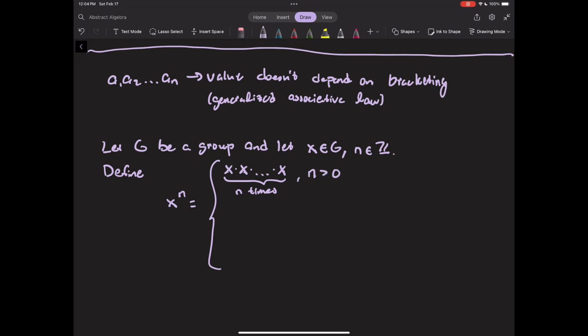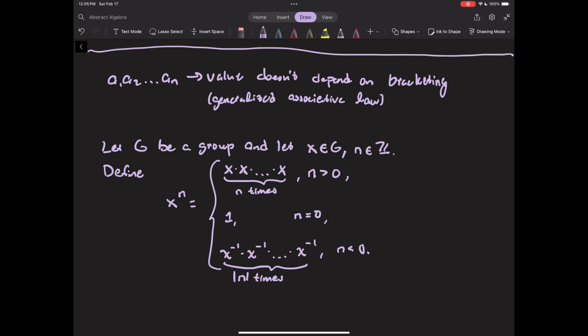If N equals 0, well, we want to define X to the 0 to just be the identity. And if N is negative, well, then this should be X inverse times X inverse times X inverse, again, the absolute value of N times. And this is if N is negative, of course. That might be kind of obvious that we would define it that way, but I think it's worth mentioning.